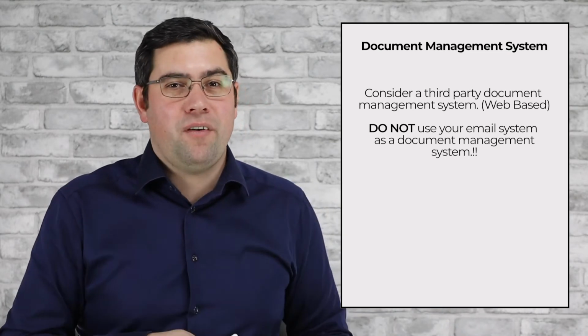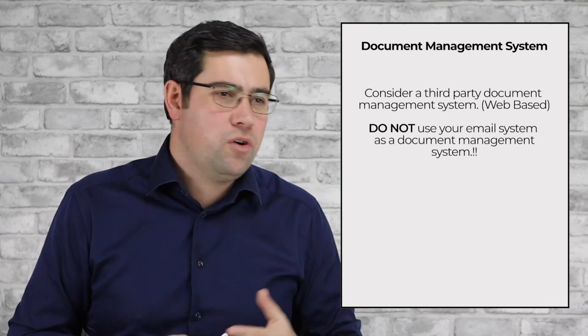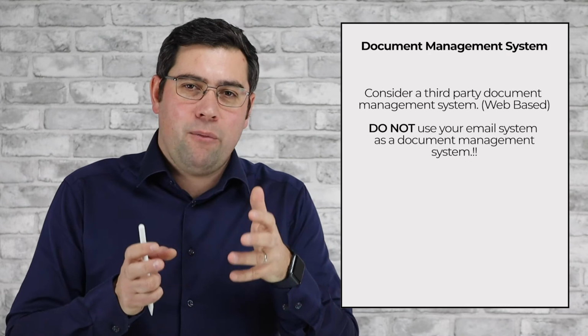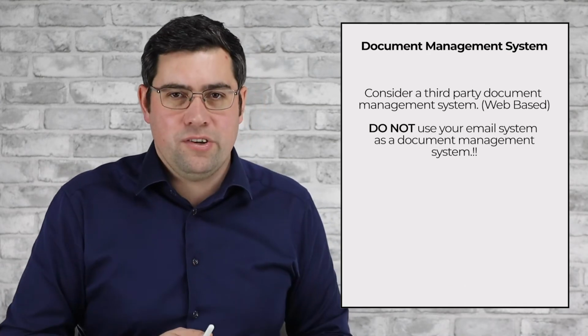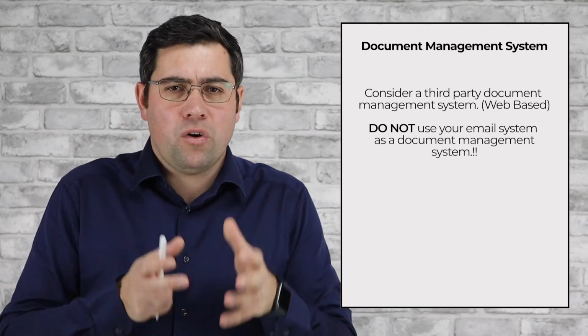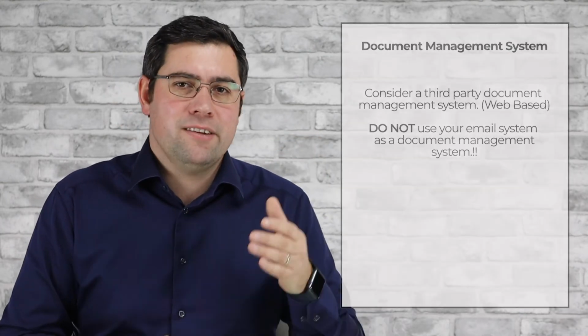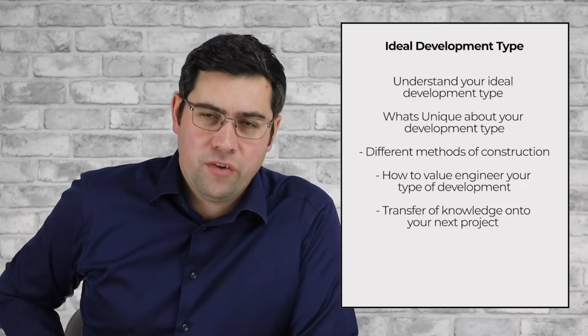Simply not being able to find a drawing or a certificate at the end of the project to provide to building control could delay your project by weeks, and that will potentially add penalty costs to your financial situation with the development. So make sure you have a document management system in place and a process in place that you can follow. Number 4 is pick your ideal development type and understand the unique processes and concepts involved.